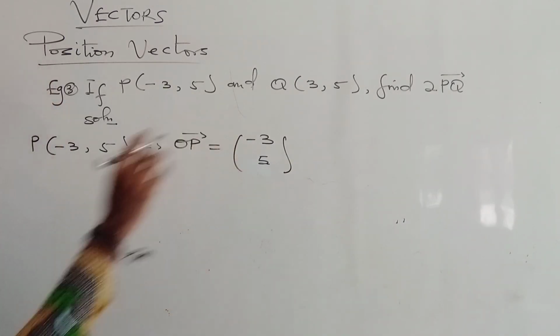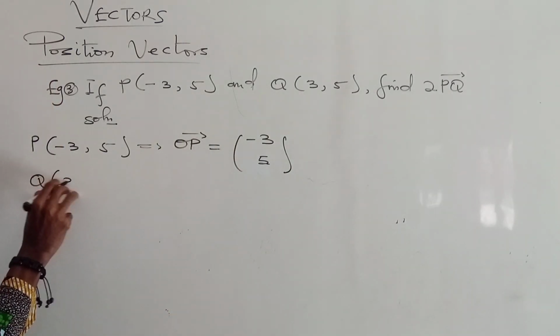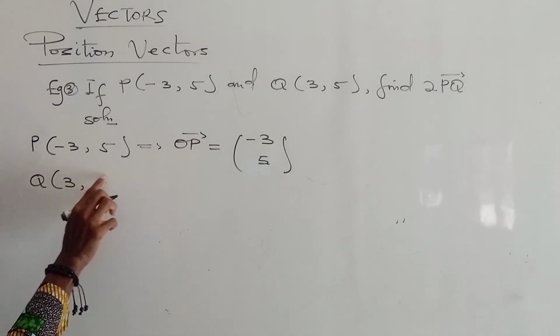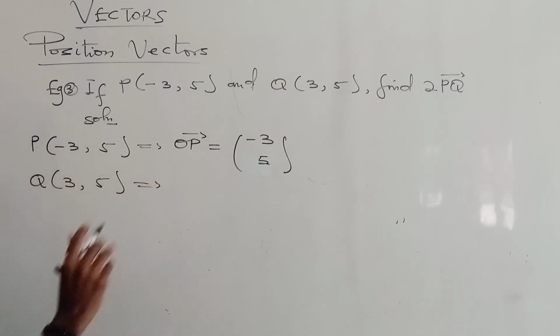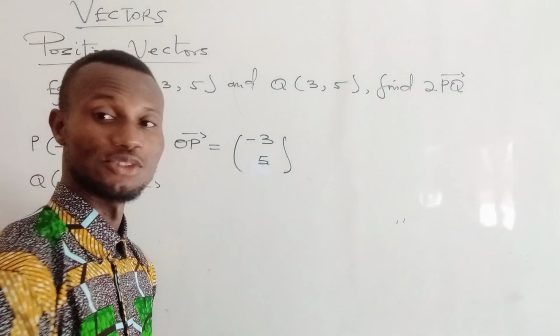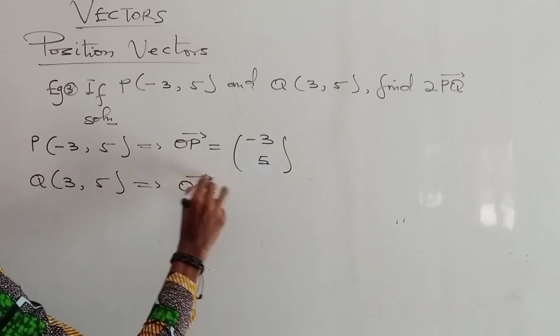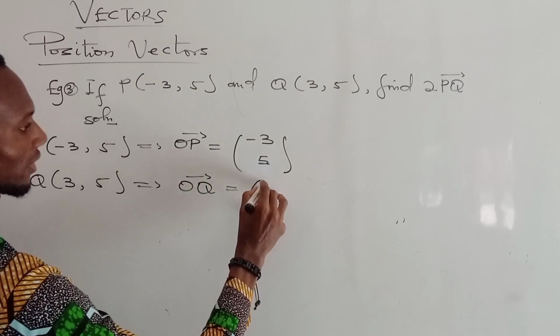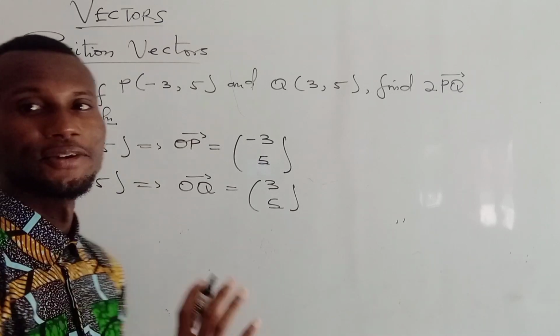Then we're given the point Q as well. So again, the point Q, I'm going to express it as a position vector. So my point Q as a position vector is going to be OQ. So my vector OQ will be equal to (3, 5). So that's the first step.